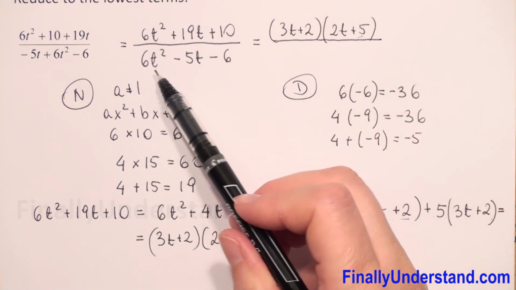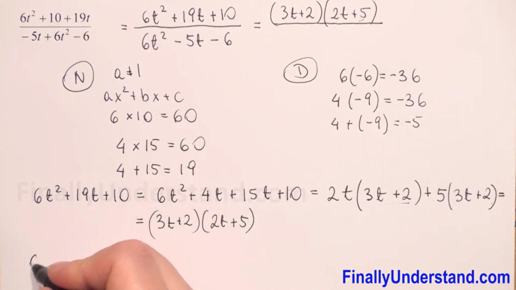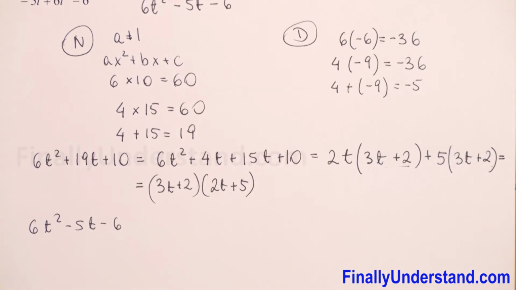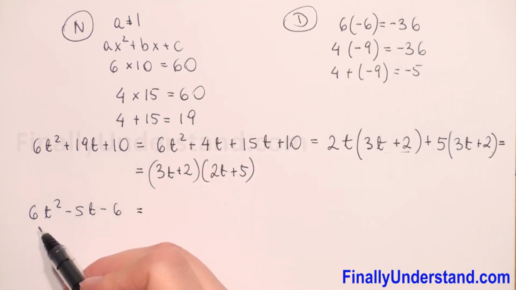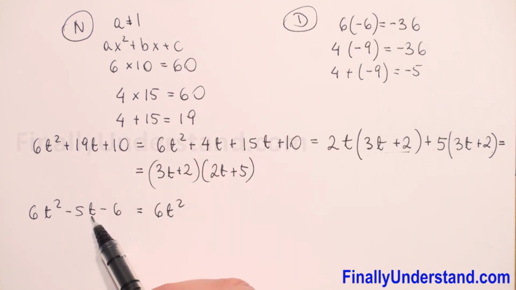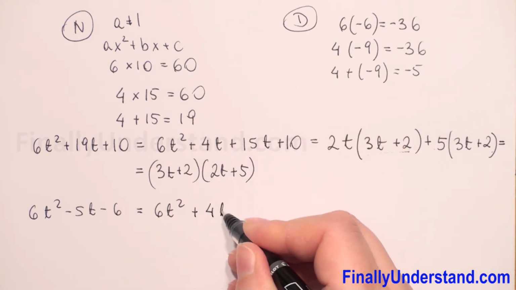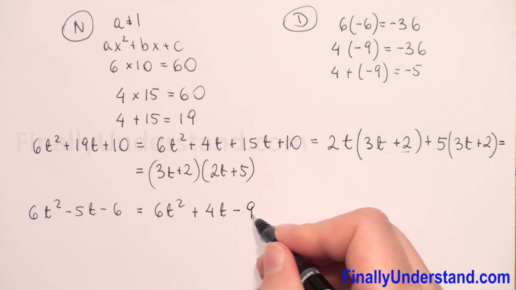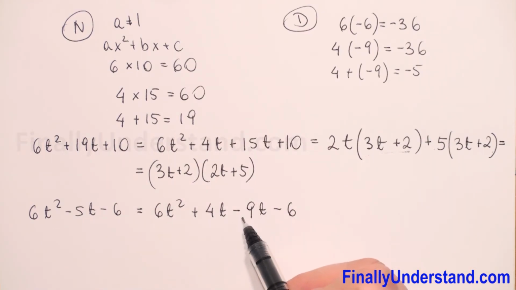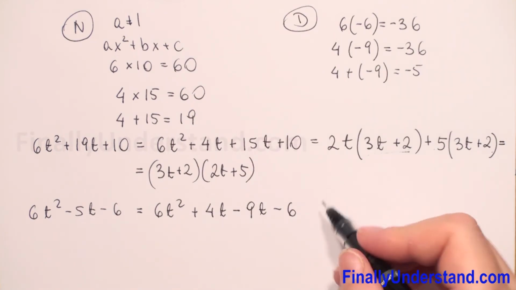So now we can copy our denominator. We have 6t squared minus 5t minus 6, and next we copy the expression with t squared, 6t squared, and now negative 5t we can rewrite as, the first number was 4, so plus 4t minus 9t, and we have minus 6. 4t minus 9t is negative 5t, the same as we had at the beginning. It didn't change anything. So this is equal.